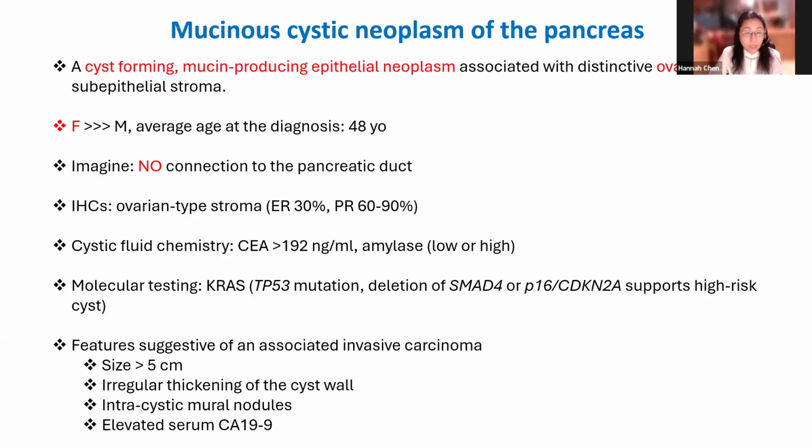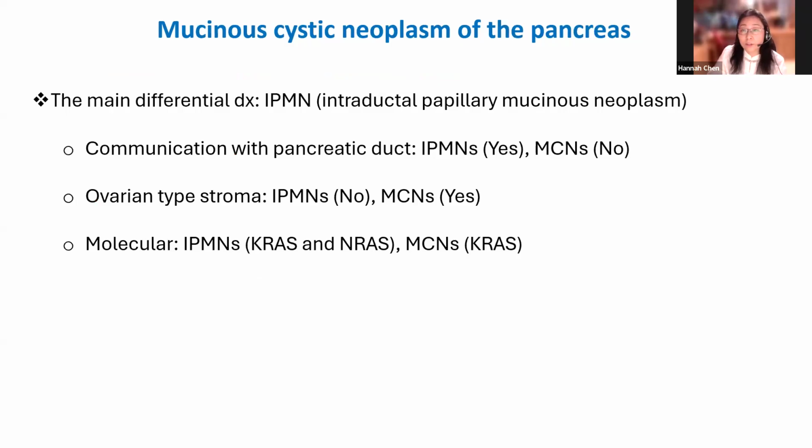pancreatic duct system. Molecular testing shows KRAS mutation. If there is a TP53 mutation, deletion of SMAD4 or P16, also called CDKN2A, it supports high-risk cyst. Features suggestive of associated invasive carcinoma include size more than 5 centimeter, irregular thickening of cystic wall, intracystic mural nodule, or elevated serum CA19-9.